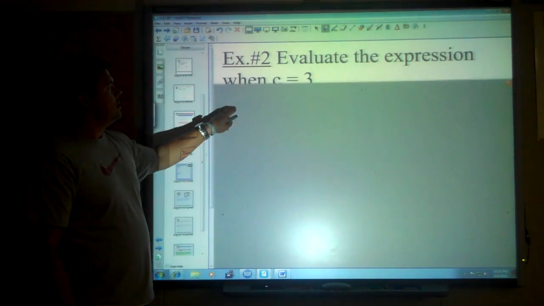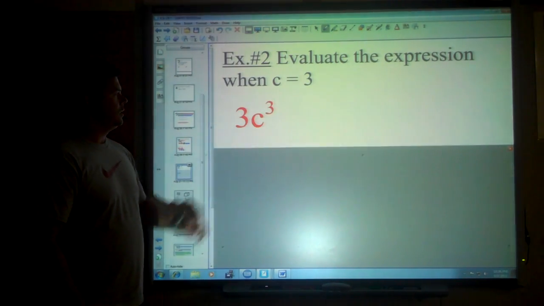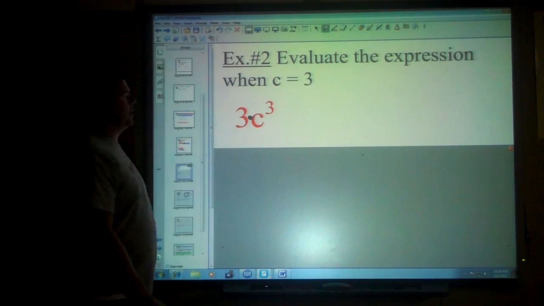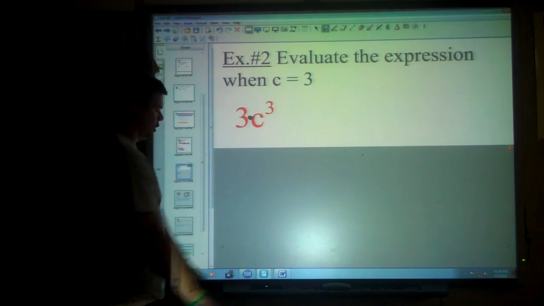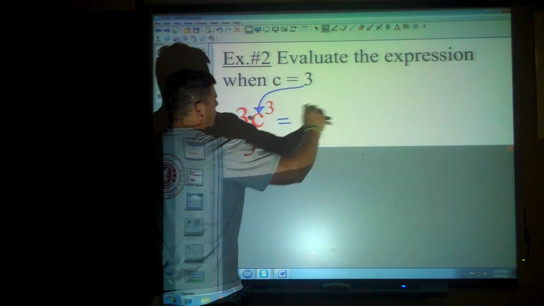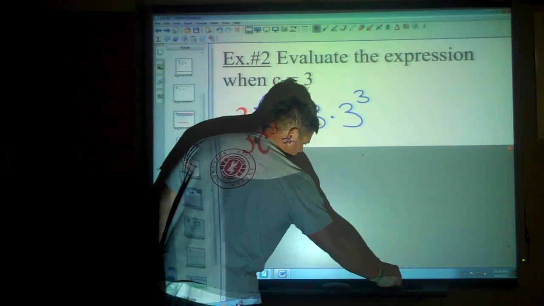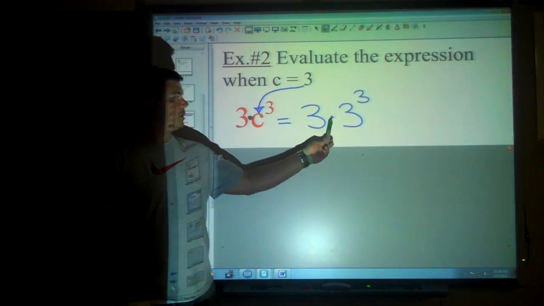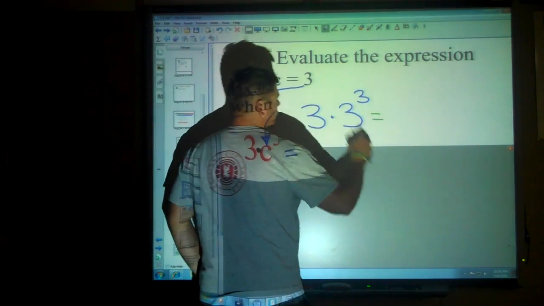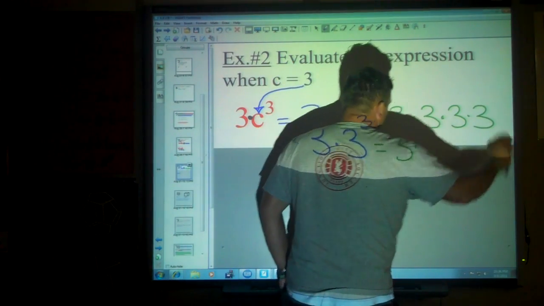Alright, a little more evaluating. Evaluate the expression when c is equal to 3. So this time, we have some exponents, but we also have some multiplication, because we do not see an operation sign right here, which means that's 3 times c to the third power. So we will substitute this 3 right here, giving us 3 times 3 to the third. Now, according to the order of operations, I don't want to do multiplication first. In this case, I must take care of the exponents. 3 to the third means I'm going to have 3 times 3 times 3 times 3.